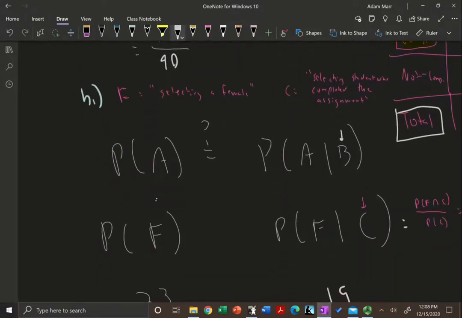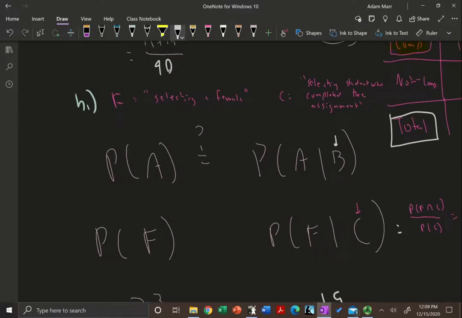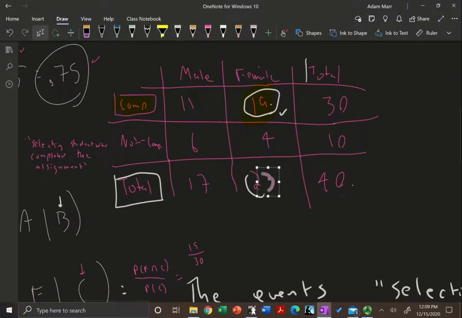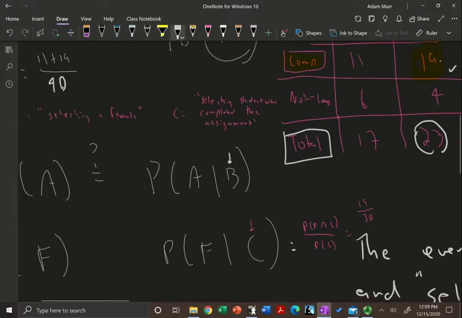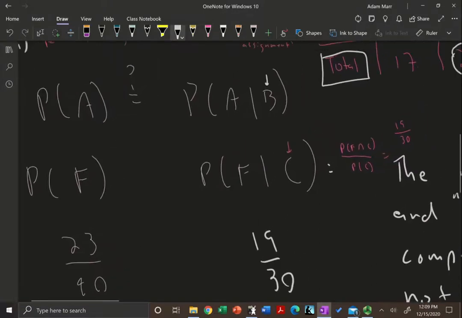Right here, F is selecting a female. C is selecting a student who completed the assignment. Sorry for the handwriting there. All right, so the probability of selecting a female is 19. I'm sorry, no, 23 rather. I don't know why I have that circled. So right here, 23 females in total, my fault. And there's a total of 40 people in the class. So that's going to be 23 out of 40.